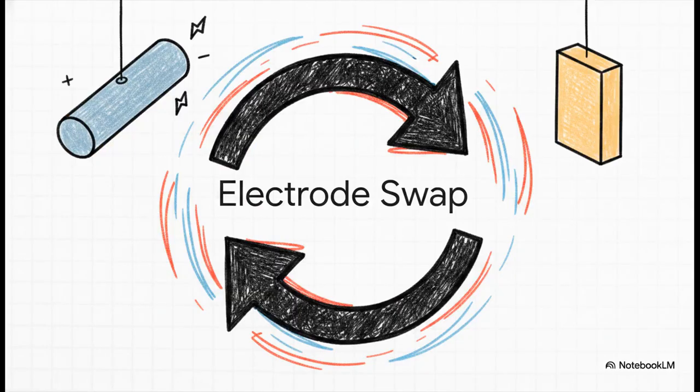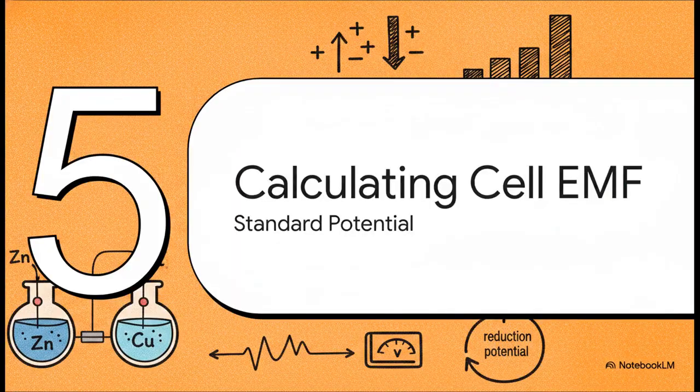Now, the really fascinating part about this current reversal is what happens physically. It's called the electrode swap. Because electrons are being shoved in the exact opposite direction, the sites of oxidation and reduction physically trade places. Literally, the electrode that was your anode when the battery was discharging actually becomes your cathode the moment it starts recharging. Pretty wild, right?